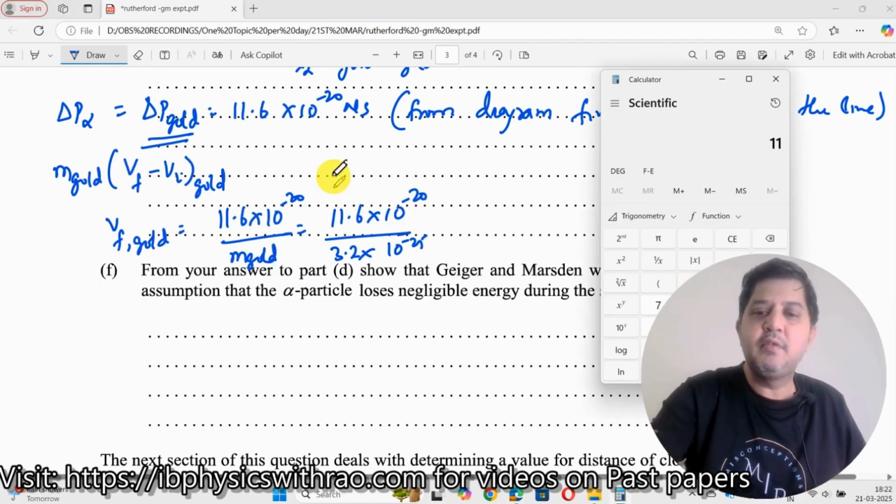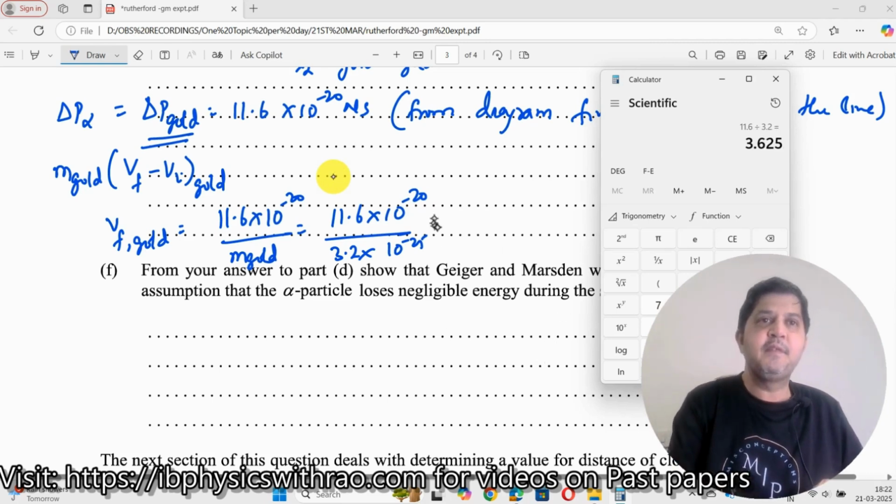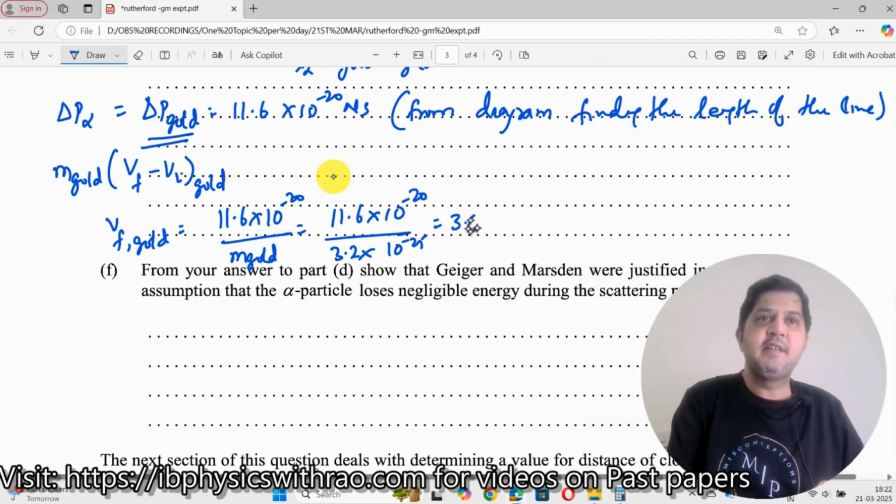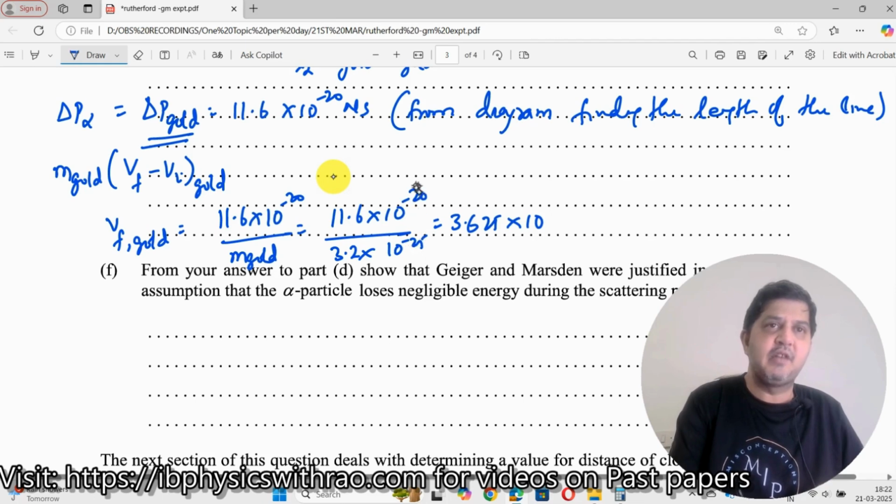Now 11.6 divided by 3.2 will give rise to 3.625. So I get the answer here as 3.625 into 10 to the power of minus 20 plus 25. Minus 25 goes upwards, plus 25. 25 minus 20 is plus 5. Wow, this is the speed of the gold nucleus.